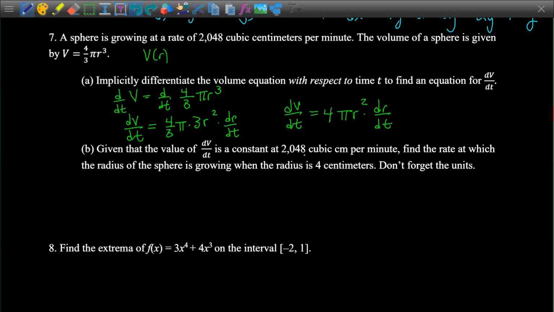So given that we know that, find the rate at which the radius of the sphere is growing when the radius is 4 centimeters. This probably could be explained a little bit better if it said, find the rate at which the radius of the sphere is growing with respect to time, but we can safely assume that. So as we said, we have this formula now, and dV/dt is a constant.